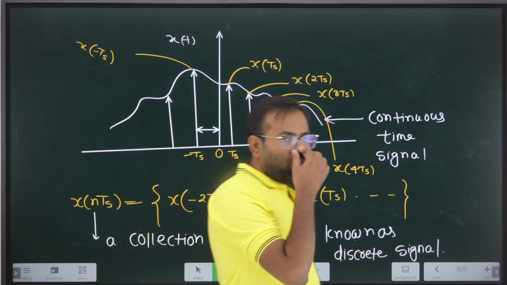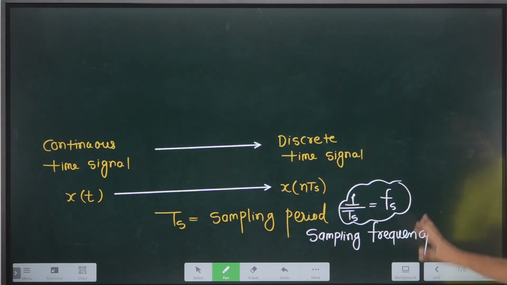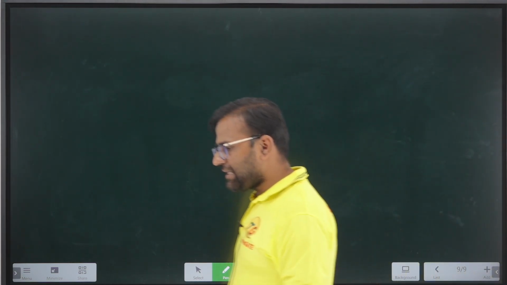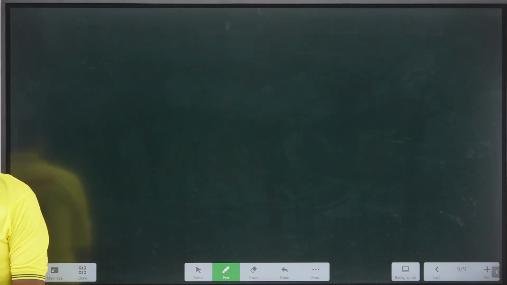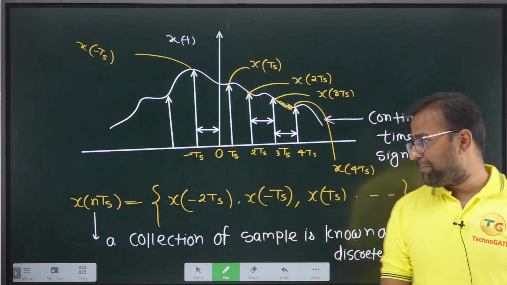Now let's go for the next part. And what does the next part say? The next part says that there is a criterion for this sampling frequency.